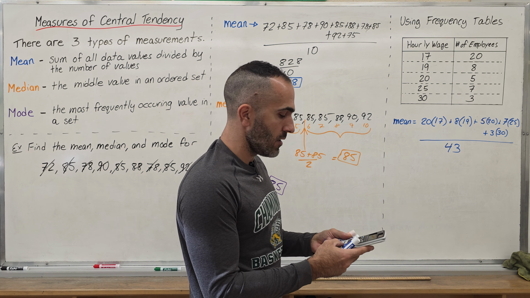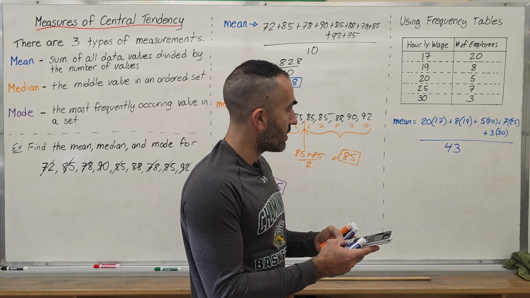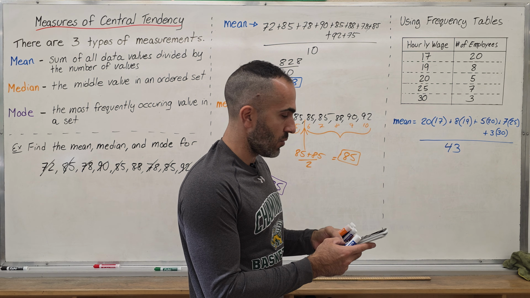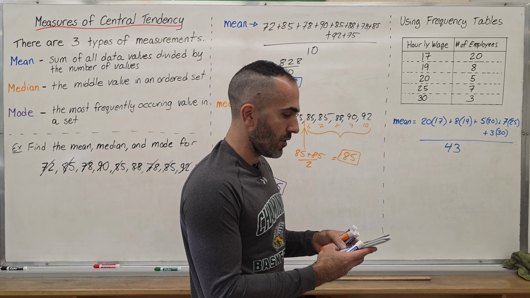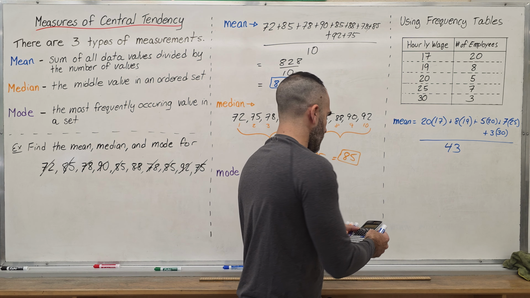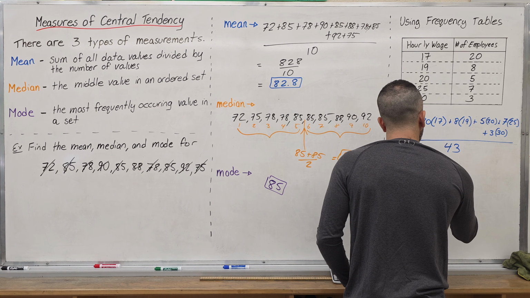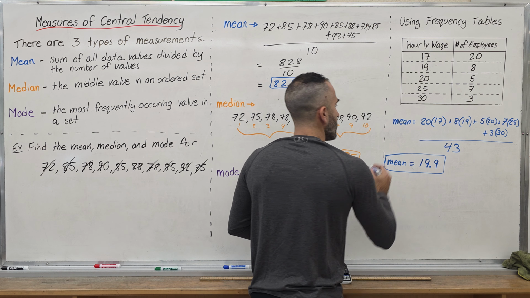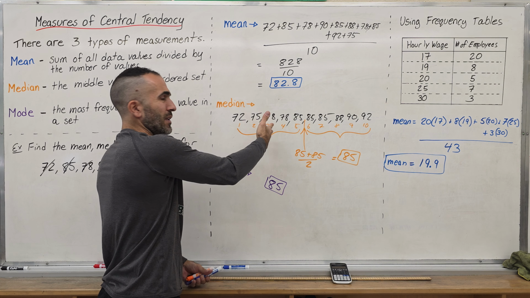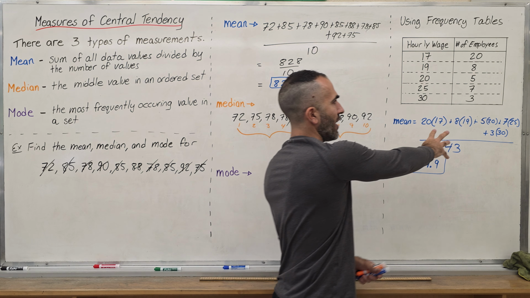20 times 17 plus 8 times 19 plus 5 times 20 plus 7 times 25 plus 90 equals, divided by 43, done. 19.9. Okay, so I found the average, and it was actually less work than this one, because I have to write more over here. So I like when there's values that are the same.